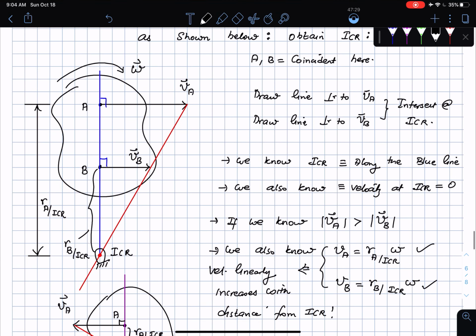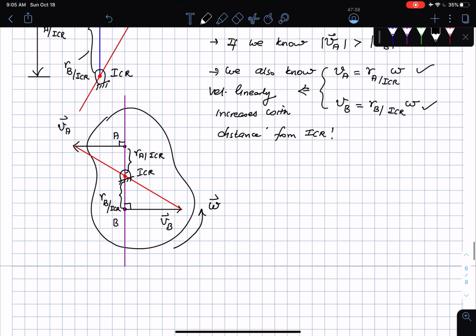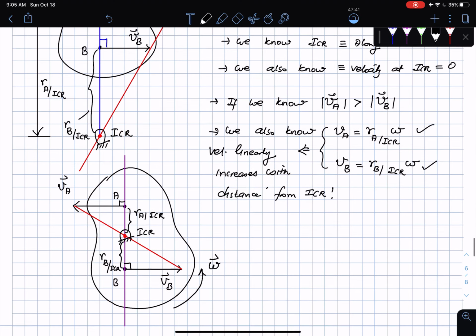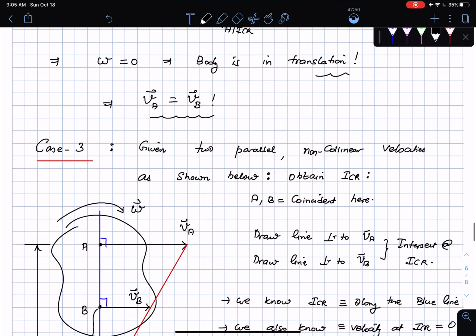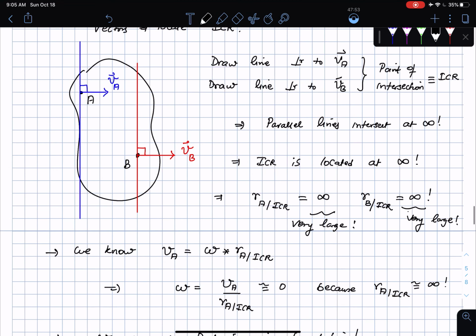Once again, these are two important cases. They are of the same category. As you can see, the velocities are parallel to each other. The points lie along a line that is perpendicular to the direction of the velocities. Same case here: the points lie on a line perpendicular to the two velocities, and the velocities are parallel but in opposite directions. This is different from the previous case, where the velocities were also parallel but the points A and B were not lying on the same line as a line drawn perpendicular to the velocities of A and B.